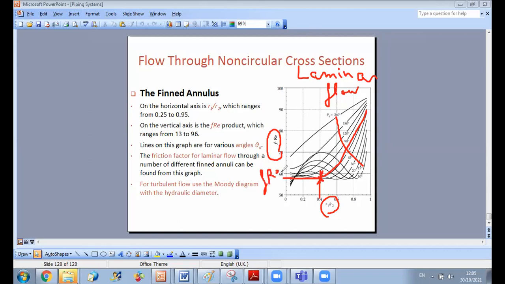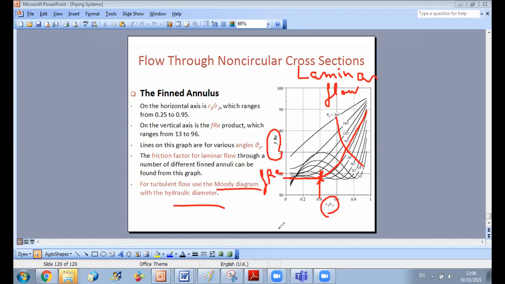Now sometimes they tell you that I don't know Reynolds, meaning I don't know if it is laminar or turbulent. I make an assumption: I assume it's laminar flow. I work with this method and get the Reynolds number. I check: once I'm done I should check if my assumption is right or not. If Reynolds comes out smaller than 2100, it's fine. If not, I should repeat, meaning my assumption was wrong and it's turbulent flow. Then I use the hydraulic diameter that I found with the Moody diagram to get F.